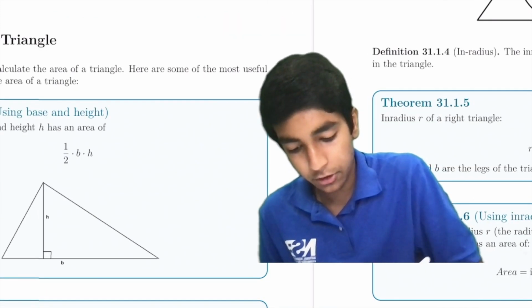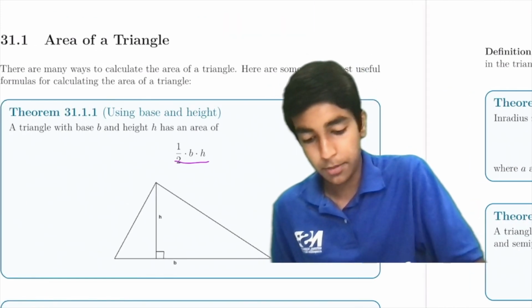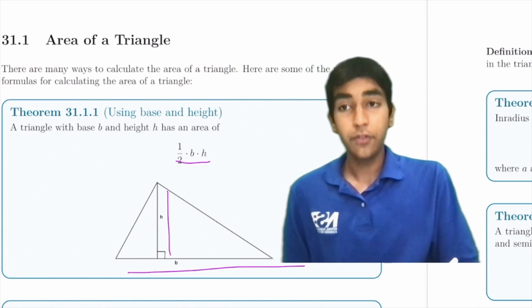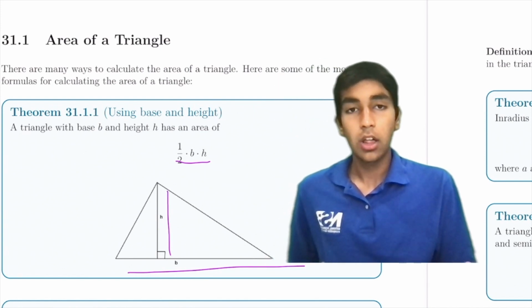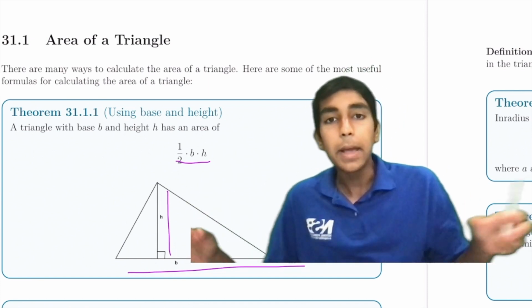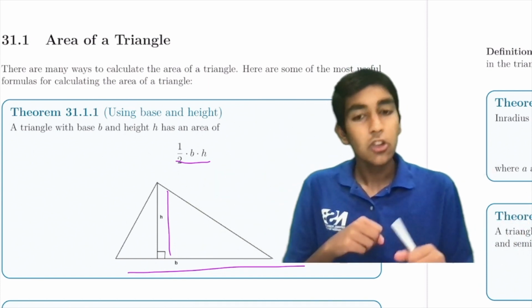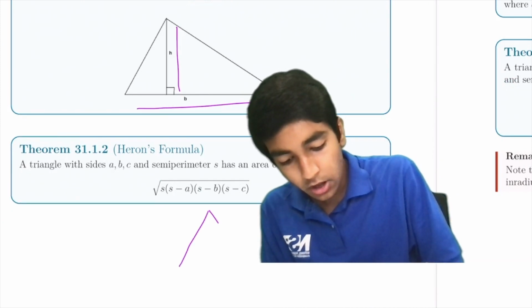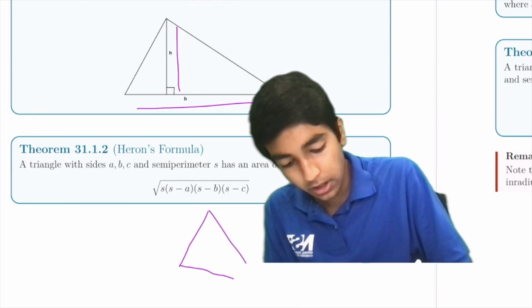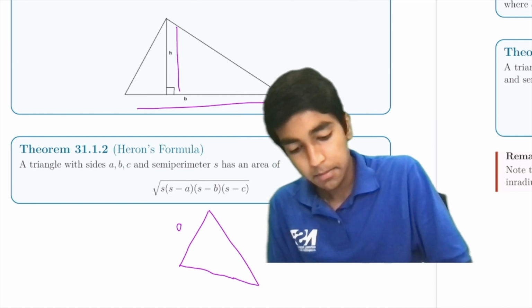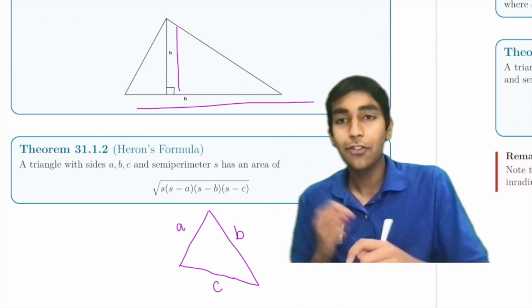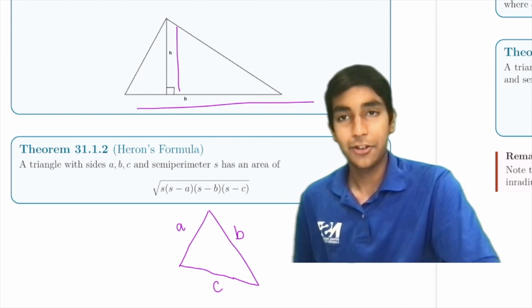Half base times height, which is the area of a triangle, where this is the base and this is the height. Now, there are many other different formulas to calculate the area of a triangle, because not always you're going to have the base and the height. Sometimes you might have 3 side lengths of a triangle. We're given that the 3 sides of a triangle are a, b, and c. Then you can use Heron's formula to calculate the area of a triangle.